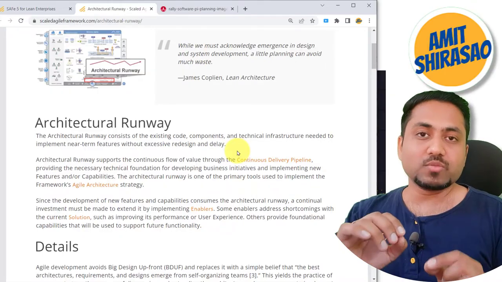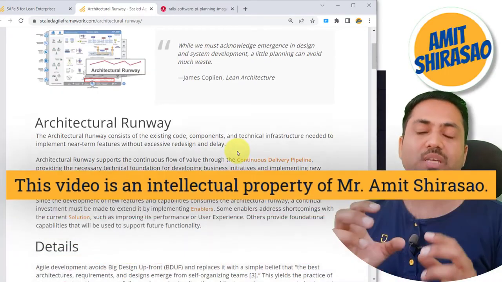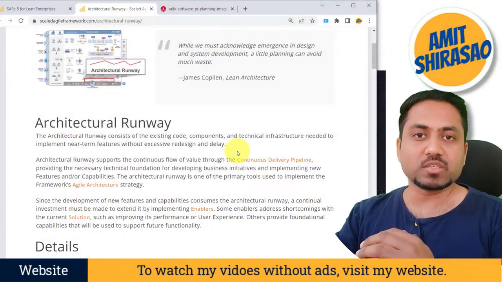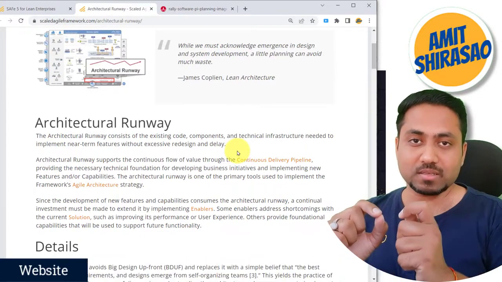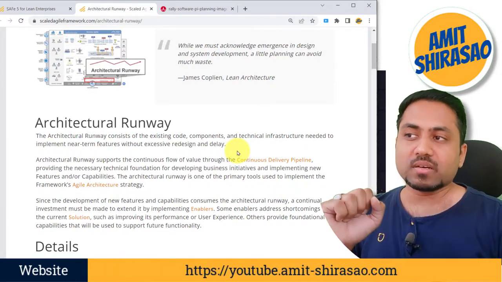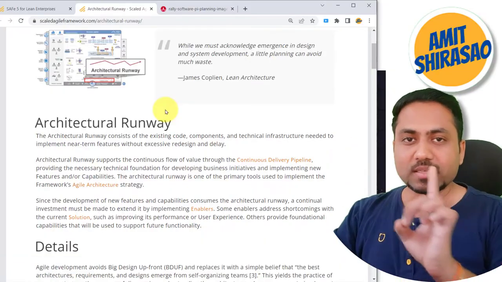Okay, so all the teams should code in a particular way. They should respect a particular architectural runway. That means how the architecture of the project is going to be. They should all respect it. Okay, so there needs to be some consistency, and that is why the system architect at the program level is one only.